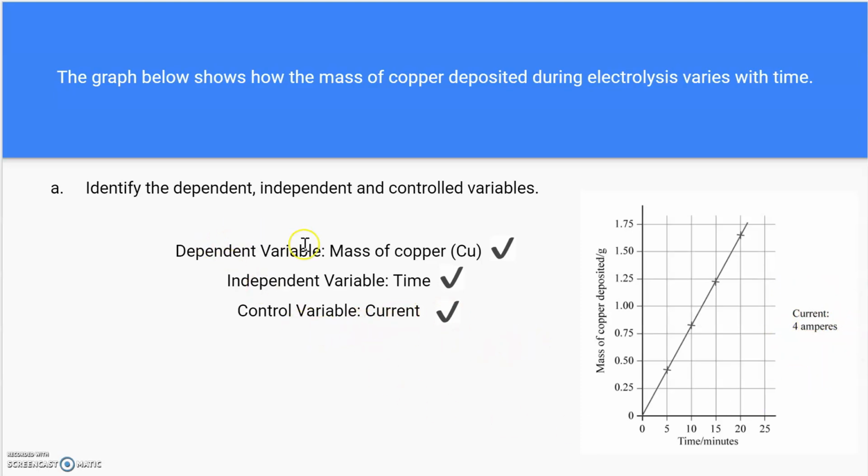You state that the dependent variable is mass of copper, the independent variable is time, and that the control variable is current, and you'll obtain the 3 points. Now, that is part A.